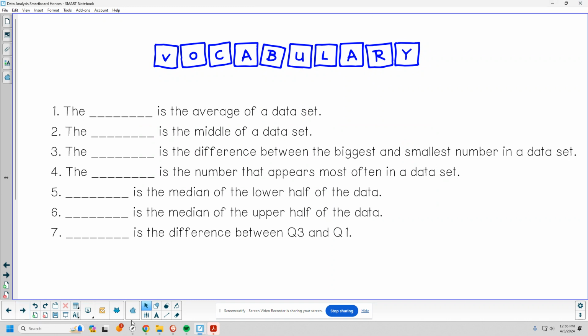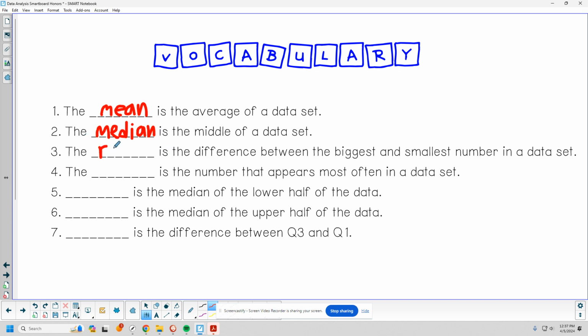All right, let's go through these words and see how many you got. Let me do my best to write these in the blank. Number 1, the mean is the average of a data set. Remember, you add them up, divide by how many numbers there are. The median is the middle of a data set. Remember, you have to put the numbers in order from least to greatest first, then you can find the middle.